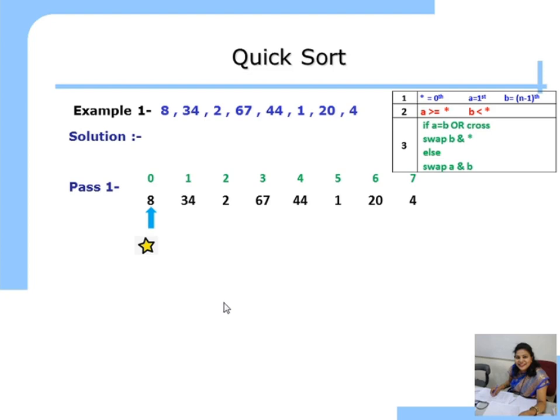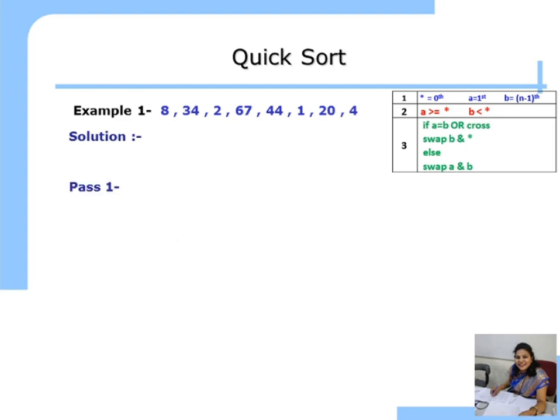Now we initialize A. A is at the first location. So what is A? A is 34 and B is at the last position, that is 4. So this is the first part. The first step is the initialization: 0th as pivot, first as A and last as B. After initialization, we are adjusting.